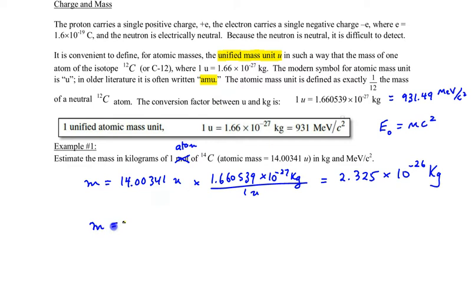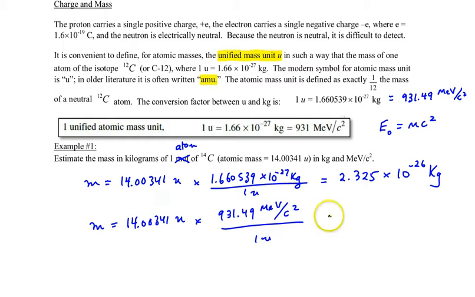Now let's convert from atomic mass units to these energy-like units of mega electron volts per c squared, but it's really actually units of mass. So we're going to multiply by 931.49, let's use the more precise value, mega electron volts per c squared divided by 1 u. This gives you an answer of 13,044 mega electron volts per c squared. Okay, there's a reason why. Let's just show you here.